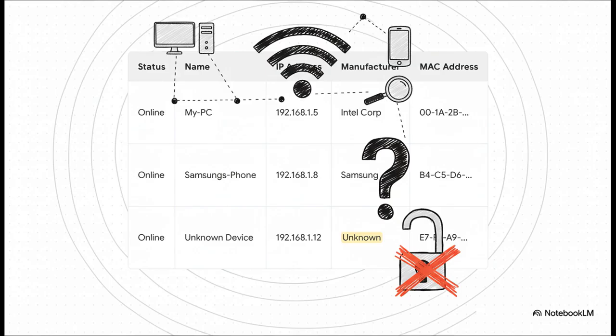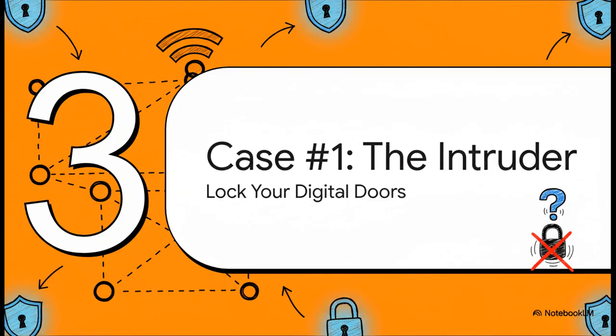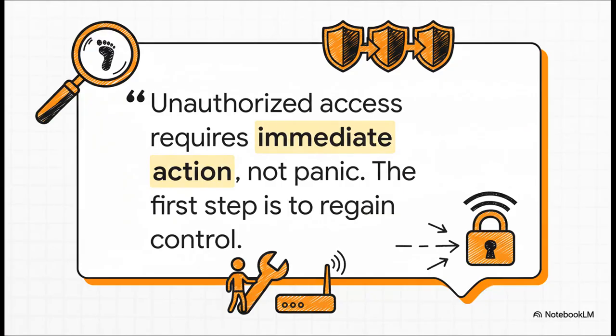Unknown device. Okay, deep breath. You've run the scan, and there it is. A device you totally don't recognize. An intruder. So, what do you do now? Don't worry, this is the part where you take back control. That's right. The first step here isn't to panic.